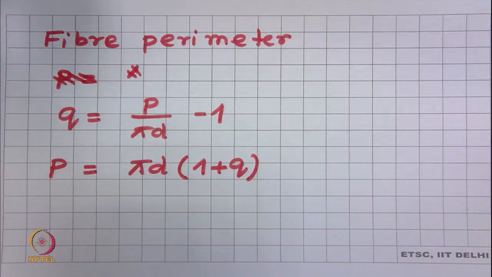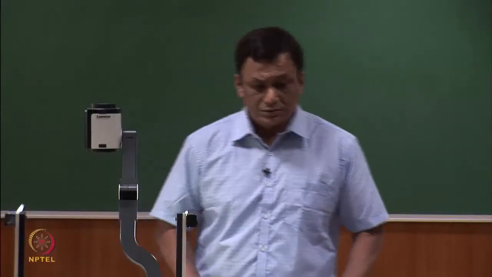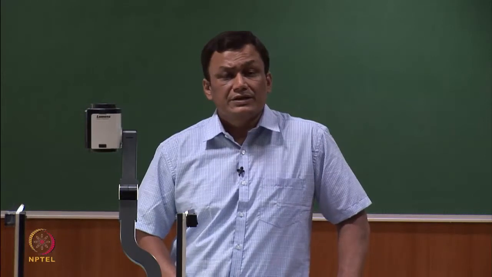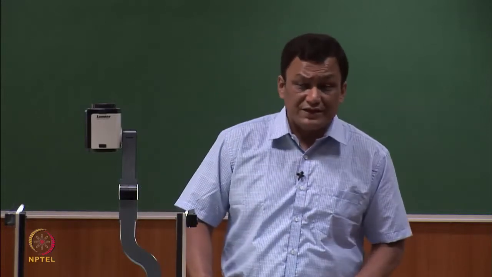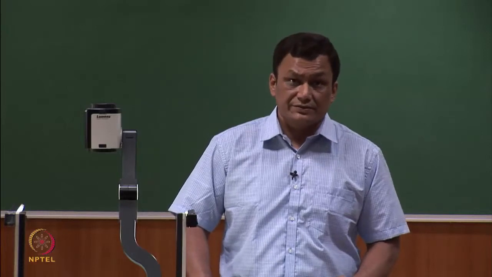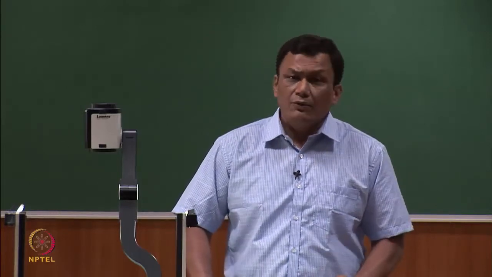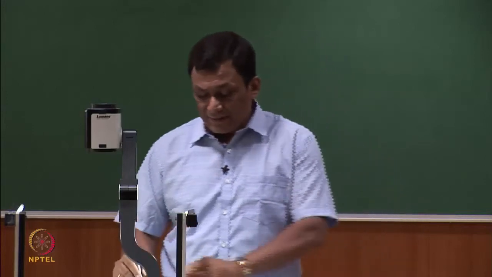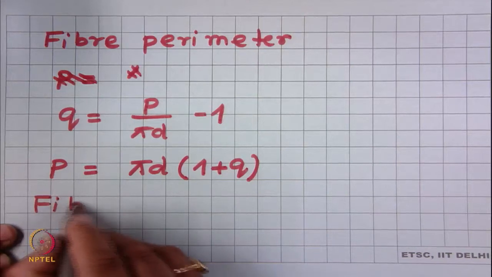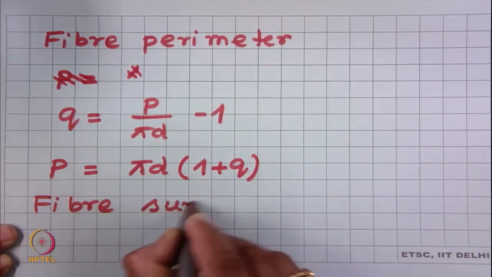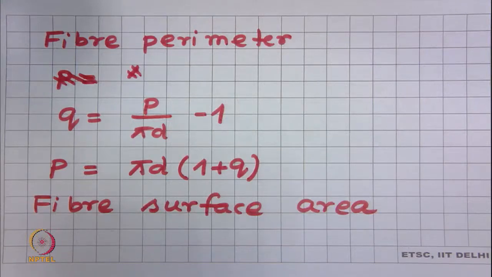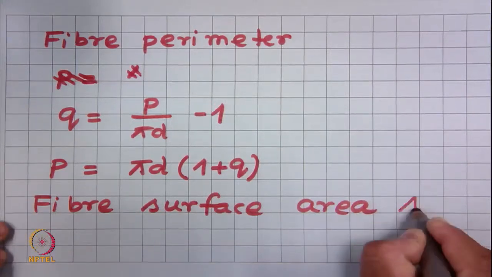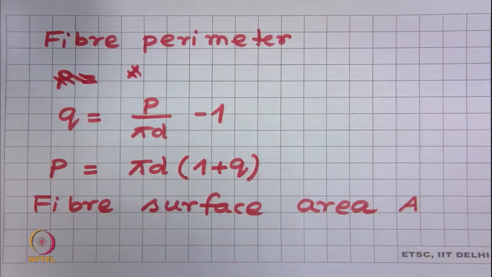Now, there are lots of properties of textile materials which depend on the available surfaces of fibers. So, fiber surface is often required to be characterized. How do we characterize fiber surface? Fiber surface is typically characterized by fiber surface area. Say we use a symbol capital A to denote fiber surface area.